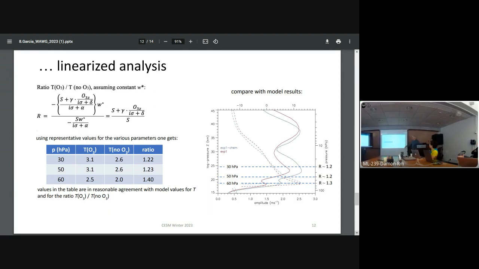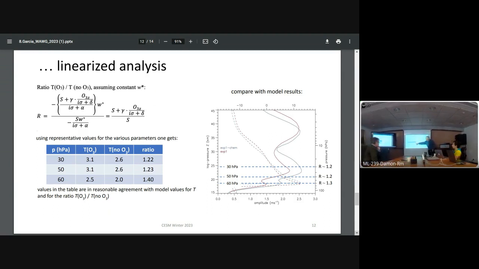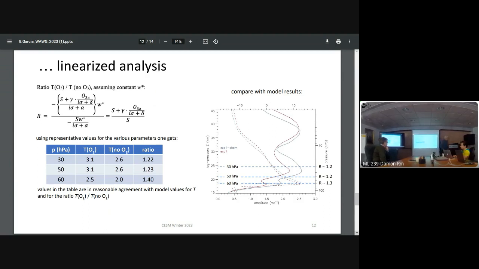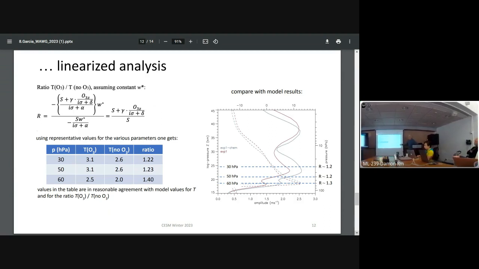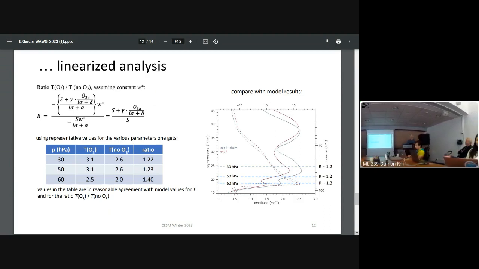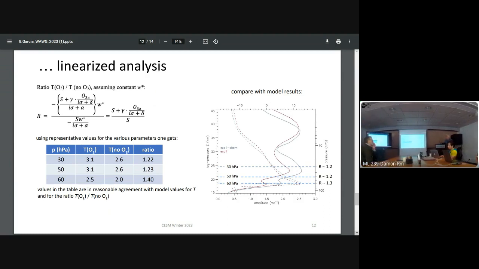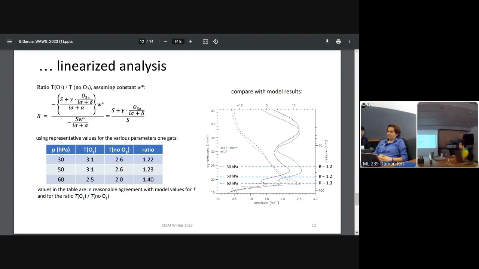And here are some typical values at different pressure levels on the left. The ratio is given here in the right column. When you go to the actual QBO, as determined from the model by coherence analysis, these agree actually quite well. Now, before you get too excited about this, there's a lot of things I have left out there.